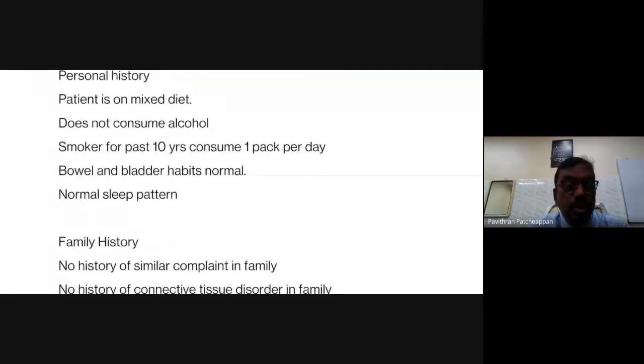Etiologically, a smoker coughs very much. So it is an etiological factor.